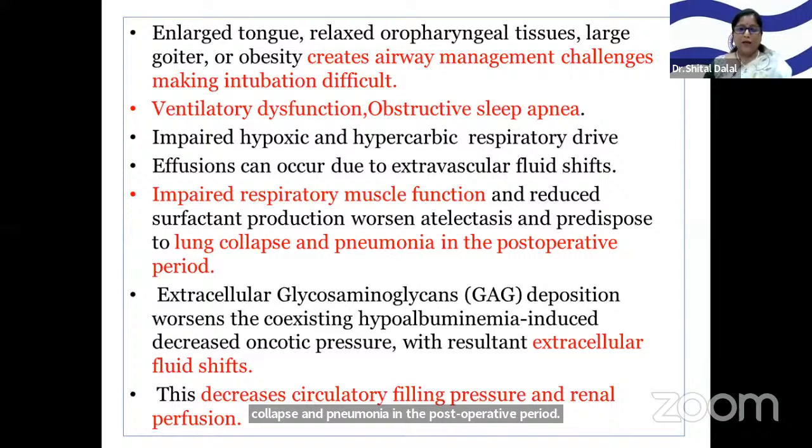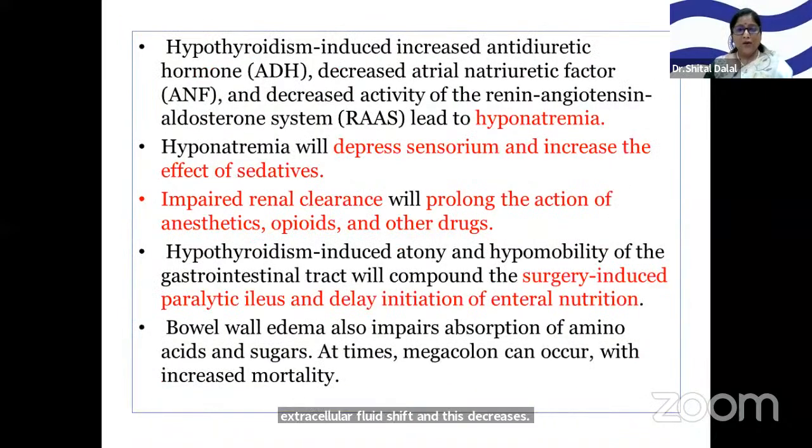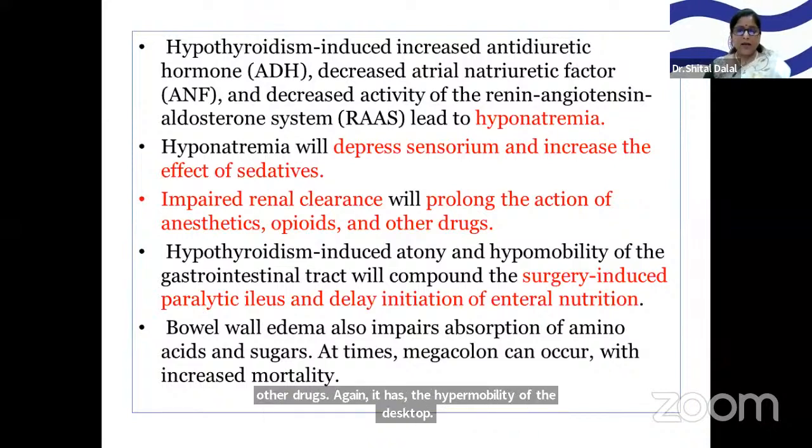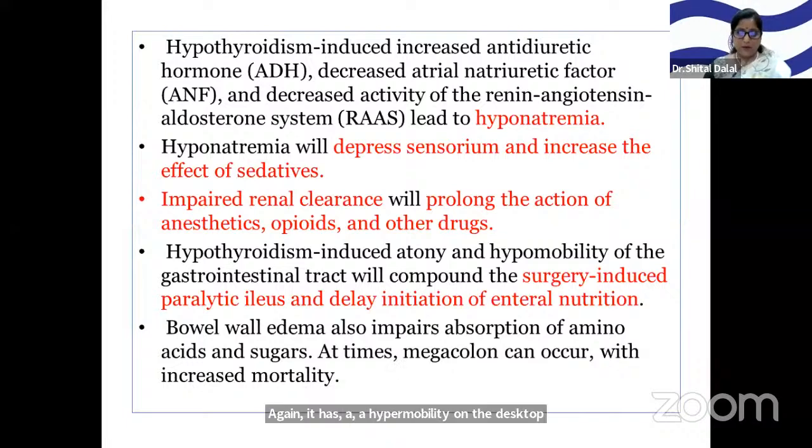Then there is always hypercholesterolemia and hypertriglyceridemia. And again, there is a decreased oncotic pressure, which results in extracellular fluid shift, and this decreases circulatory filling pressure and renal perfusion. There is always a chance of hyponatremia in the hypothyroid patient, and it depresses sensorium and increases the effect of sedatives. This impaired renal clearance will prolong the action of all anesthetics, opioids, and other drugs. Again, there is hypomotility of the gastrointestinal tract. This will compound the surgery-induced paralytic ileus and delay the initiation of enteral nutrition.